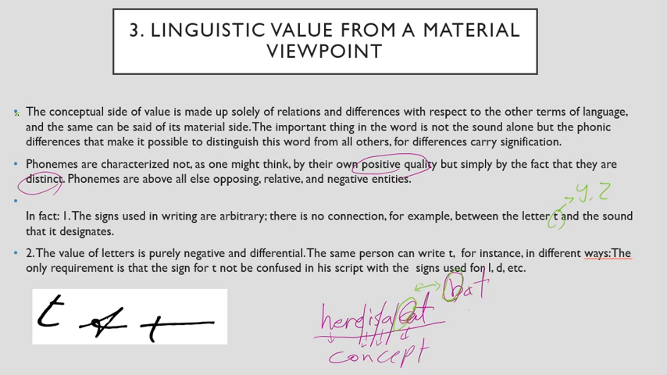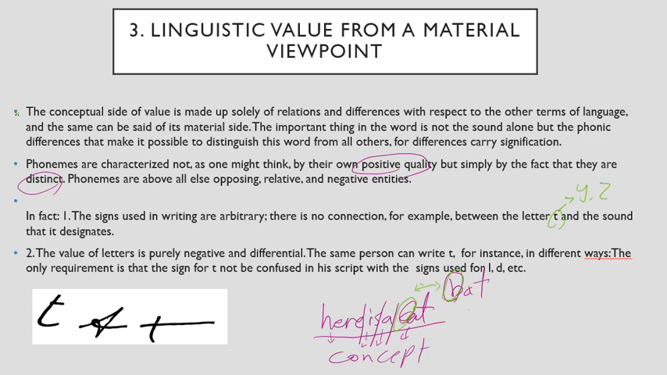I made up language. And the value of the letters is purely negative and differential. The same person can write T in three different forms, for example, but the only requirement is that the sign for T not be confused in the scripts with, for example, D or L or A, whatever. So it doesn't matter how I write it, as long as it's T and not something else, I can recognize it. So this is what we mean by value from a material point of view.